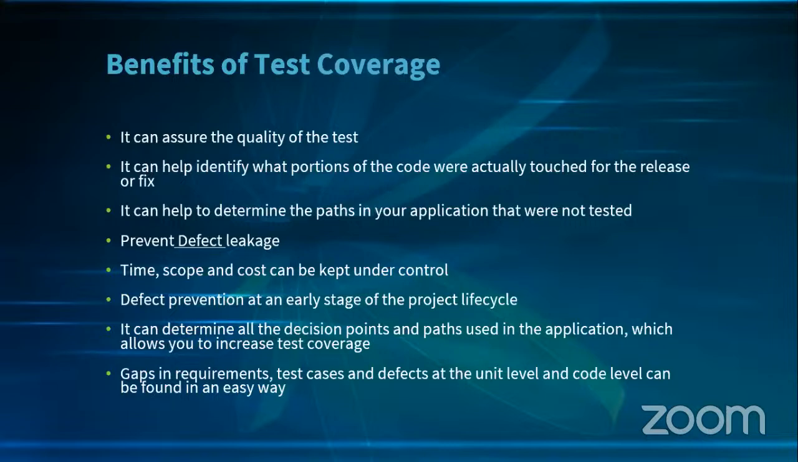So if we know in login, we've got 250 tests to validate login, then we can know exactly how many days, how many people are going to work on this. So it helps for us to know scope and time. Defect prevention at an early stage, it can determine all the decision points and parts used in the application. Gaps in the requirements, test cases, and defects at the unit level and code level can be found in an easy way. Hence, the theory of test coverage. That's the benefit of it.